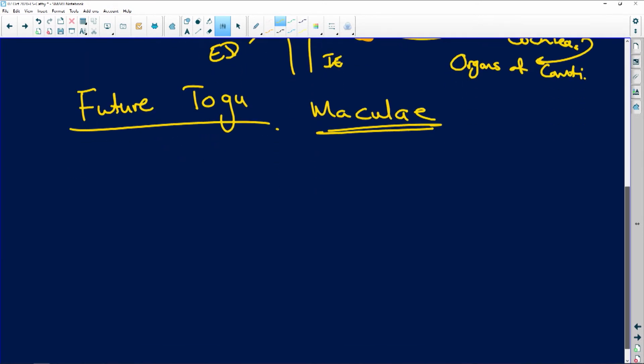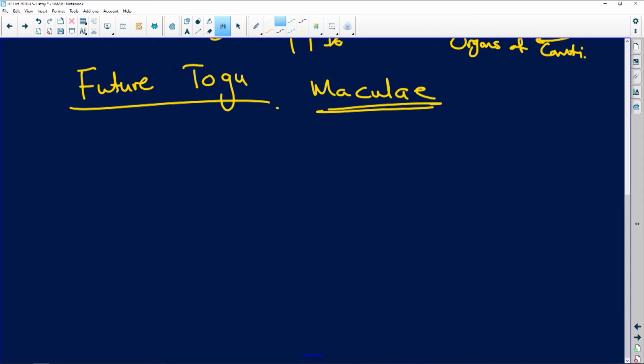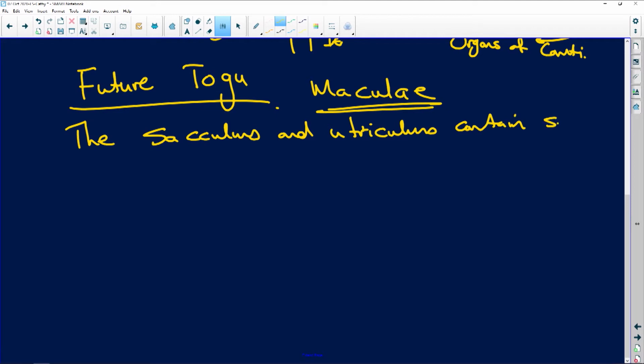And the macula, okay, the sacculus and utriculus contain sensory hair cells, okay, called, and this is important, maculae. So it will be one macula and many maculae. You add the E for lots.